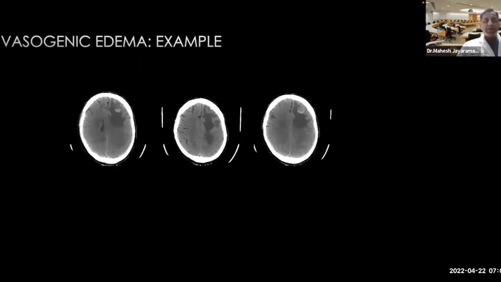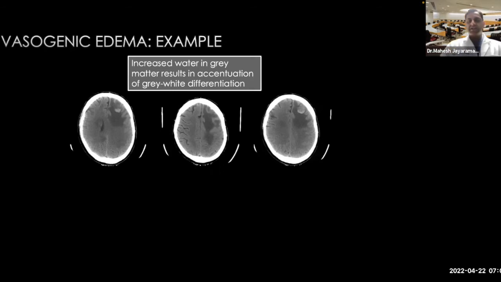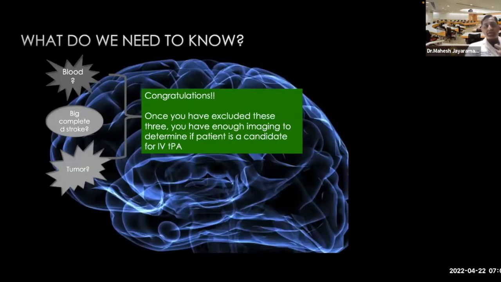So here's an example. This is a patient who had a metastatic lesion in the left frontal lobe. Now the increased water in that cortex has resulted not in a loss of the gray and white matter differentiation, but an accentuation of it. The white matter is more hypodense. This is vasogenic edema. So great, this is wonderful. You've excluded hemorrhage, you've excluded a big completed stroke, and you've excluded a large tumor.